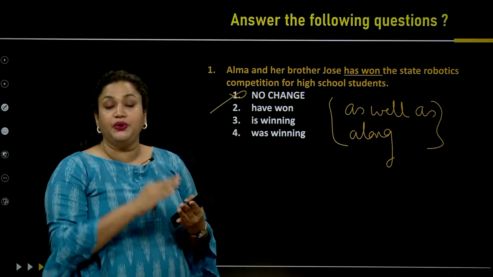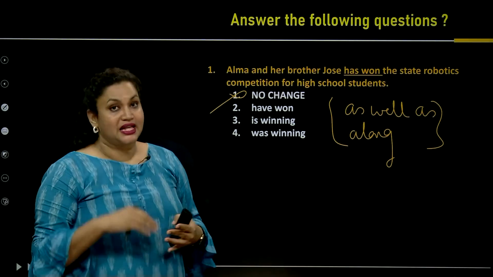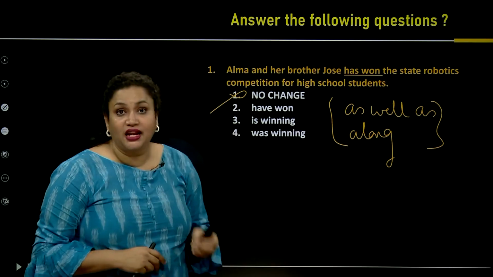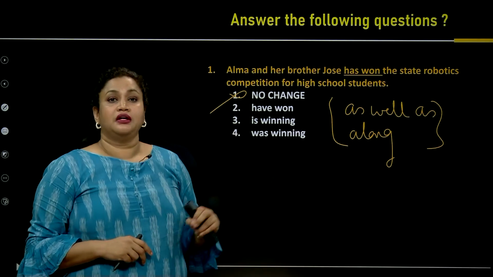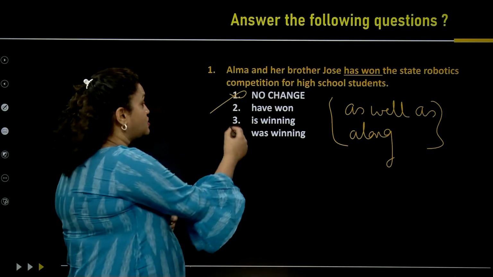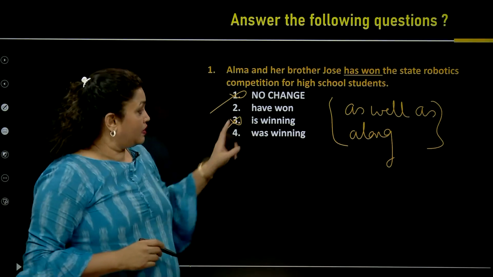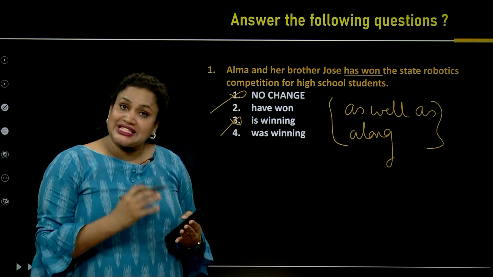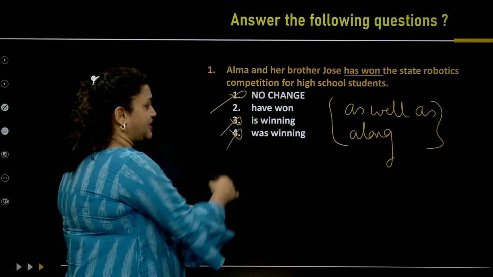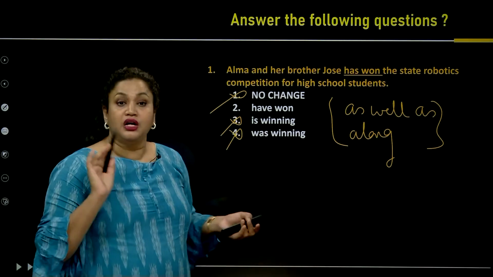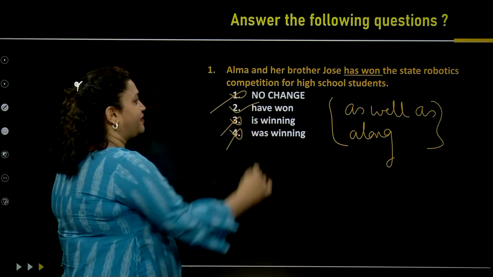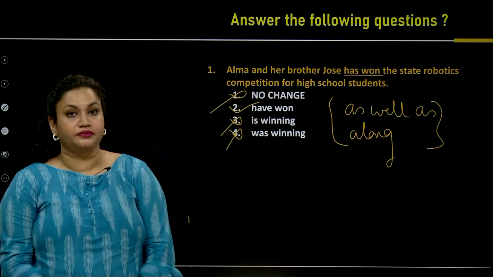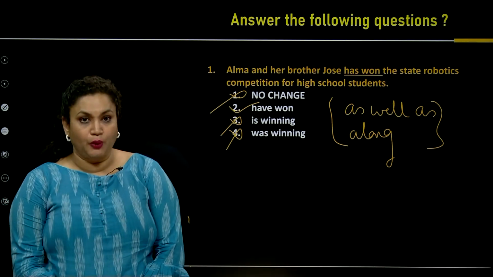We are talking about two different subjects. Therefore, that cannot be the answer. Is again used for singular verbs, singular nouns. Therefore, that is also a wrong option. Was is also used with past singular verbs, subjects. Therefore, that is also removed. The only thing that remains is have won. I hope this is clear.